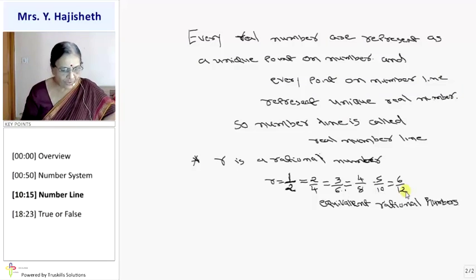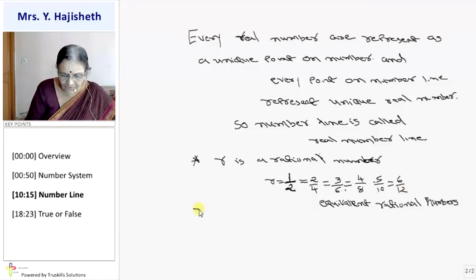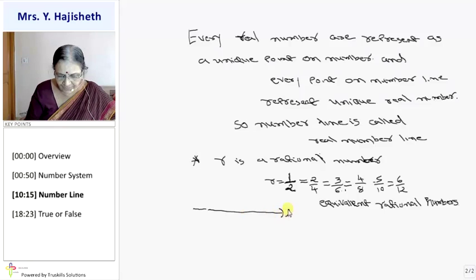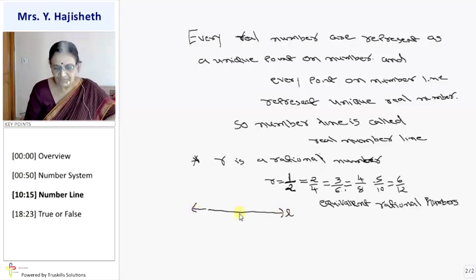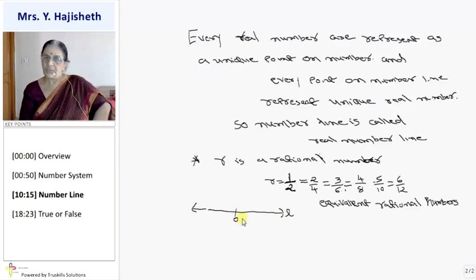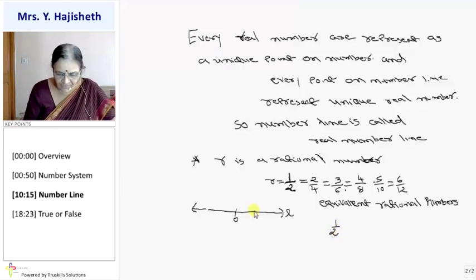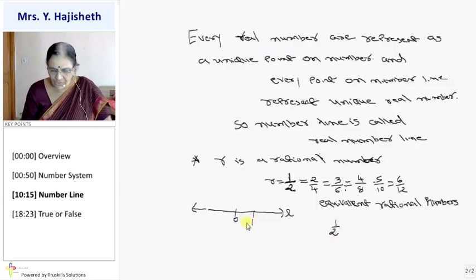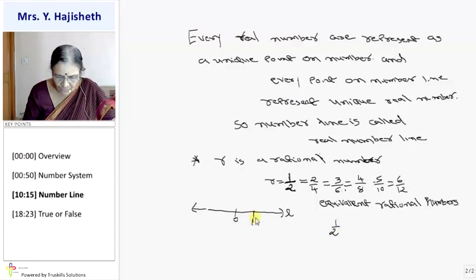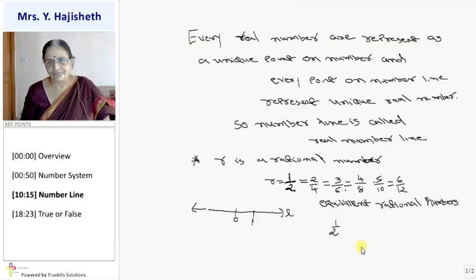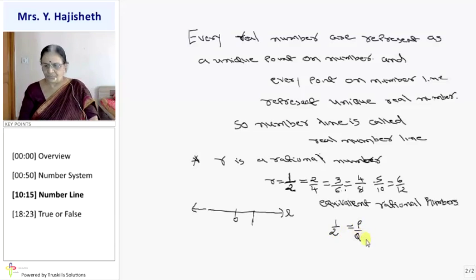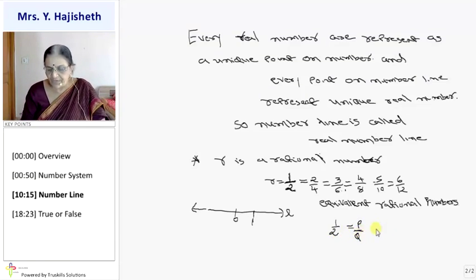Now, how to represent this on a number line, that you have learned in your standard 8. Suppose this is a number line L, with an arbitrary point 0. Suppose you want to represent 1/2 on the number line. Then 1/2 is between 0 and 1. So we should divide the distance 0 to 1 into two parts, q parts. This is in the form p by q. So p by q is in reduced form, right? HCF of p and q is 1.